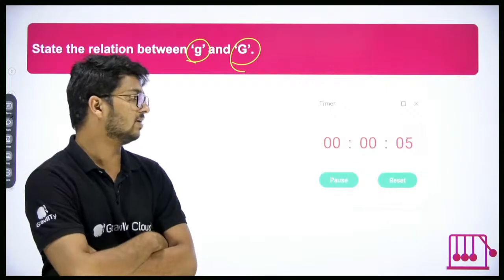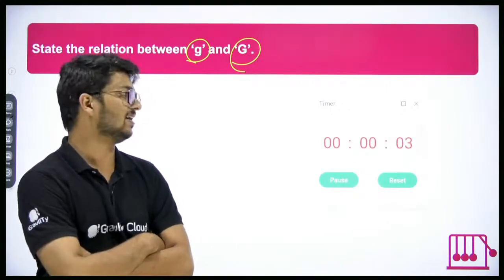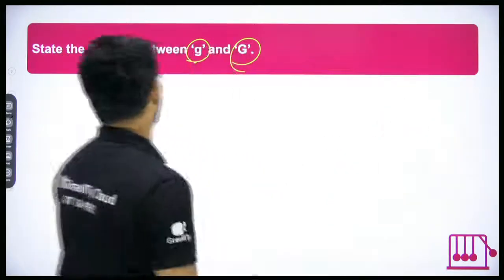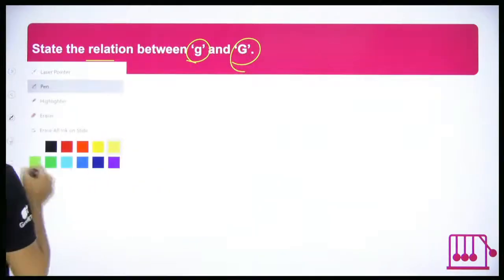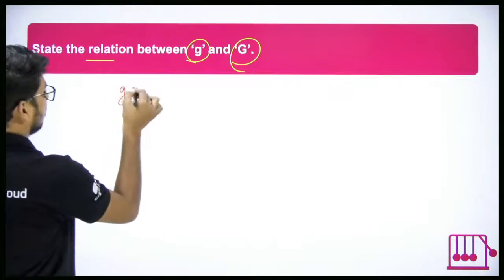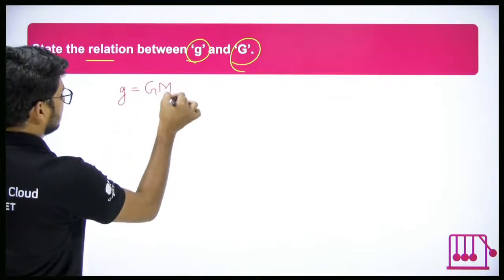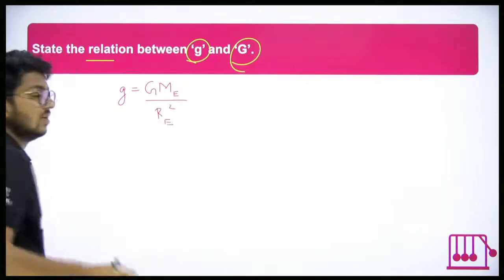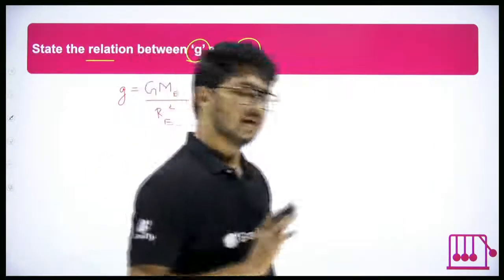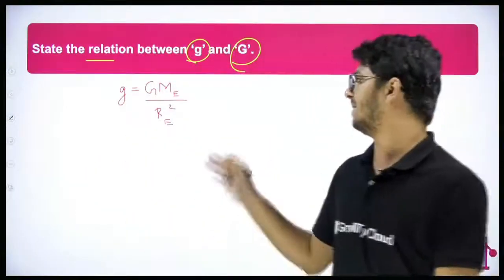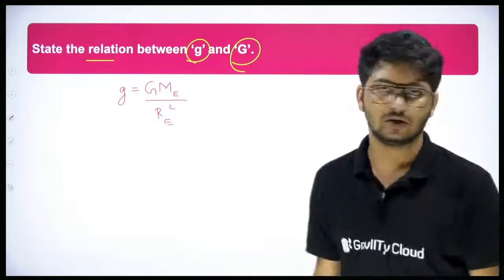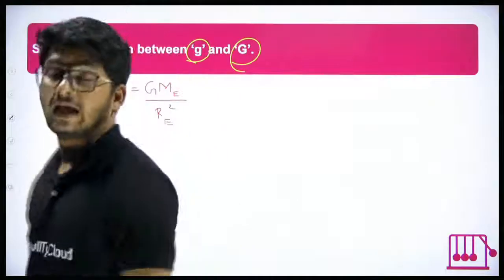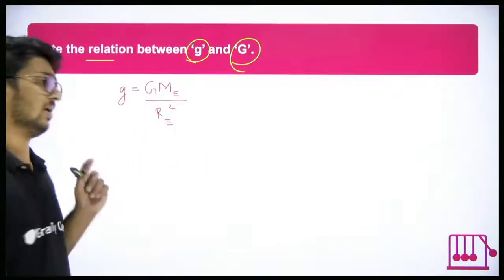So 5, 4, 3, 2, 1. The time is up. And what is the formula between them? The formula is this. Small g is equal to capital G mass of Earth upon radius of Earth square. That's it. Done. A very simple basic formula between these two. The relation between small g and capital G. And both of them are different. You have to remember this.